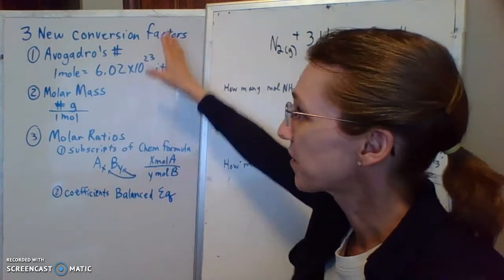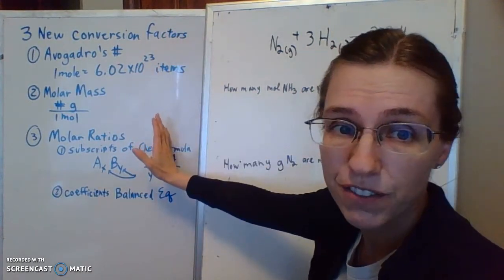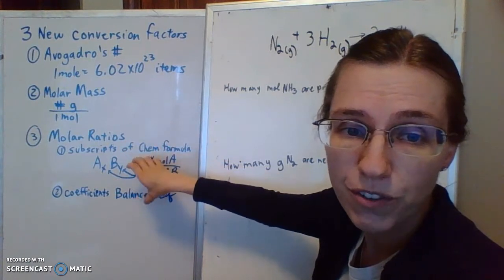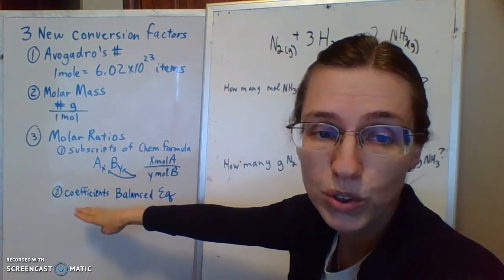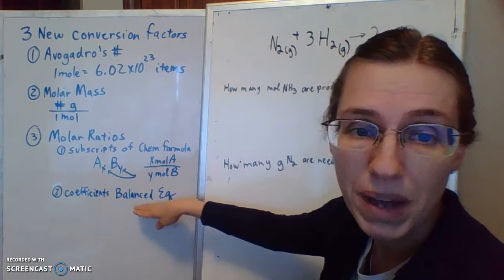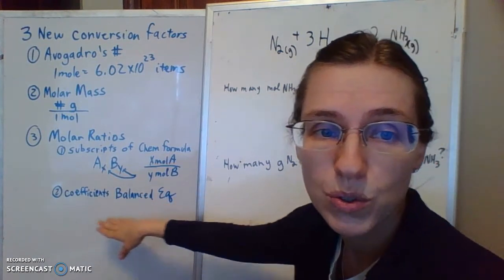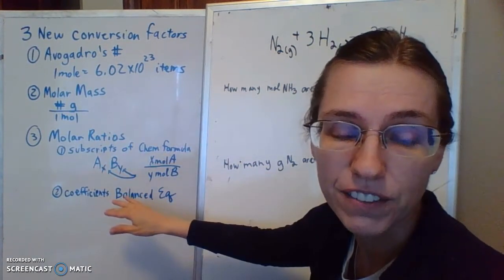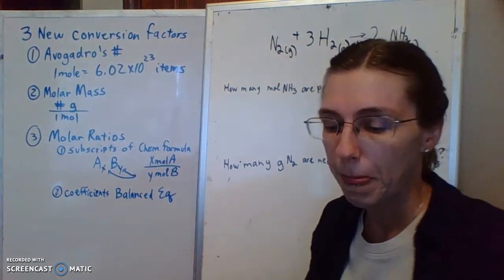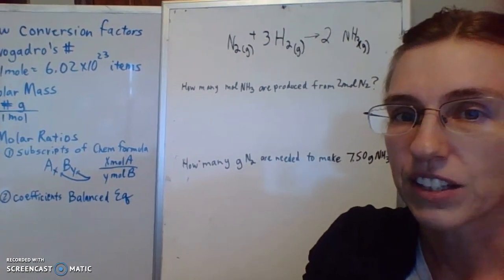Alright, so we're working through understanding these three conversion factors. In this video, we're going to focus on the molar ratios that we get from the coefficients of a balanced equation, and then also use that in conjunction with our other conversion factors that we've been using. So let's go ahead and look at an example.